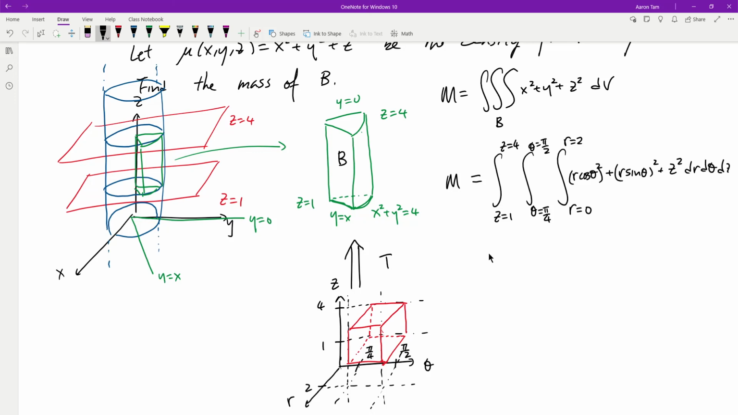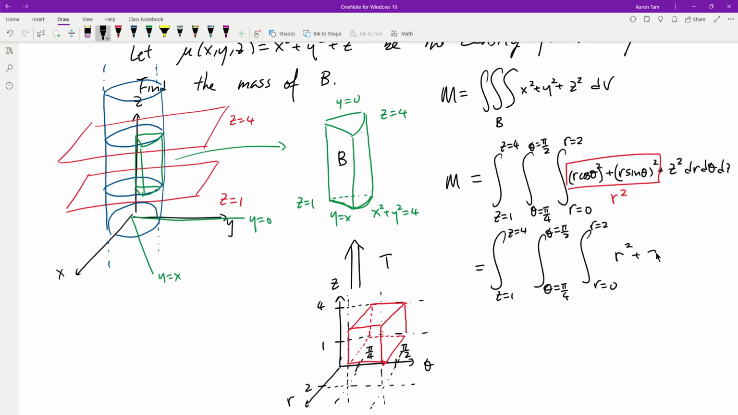So let's see if we can quickly evaluate this integral. Hopefully you have seen this before. This part right here just becomes r squared times cosine squared theta plus sine squared theta, so that just becomes r squared. Therefore my triple integral is z from 1 to 4, theta from pi over 4 to pi over 2, r from 0 to 2, of r squared plus z squared dr d theta dz.